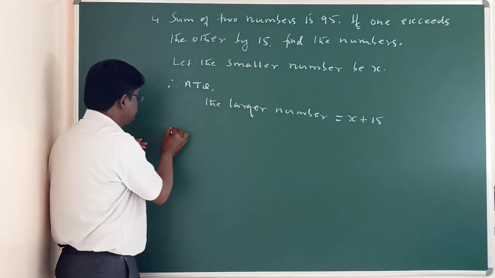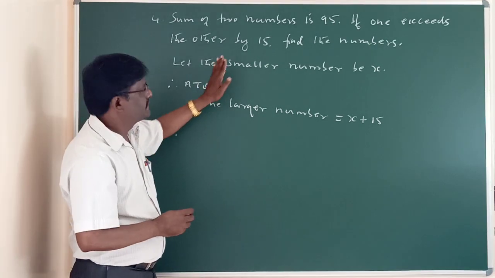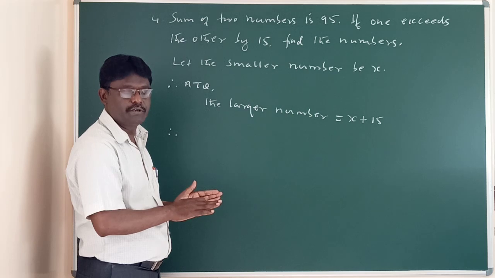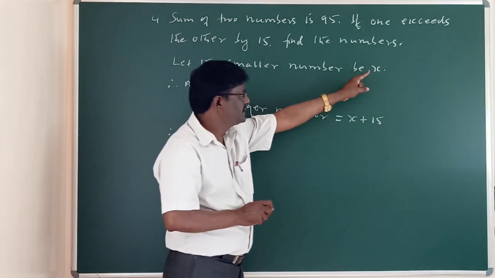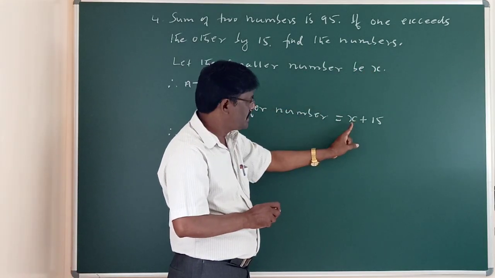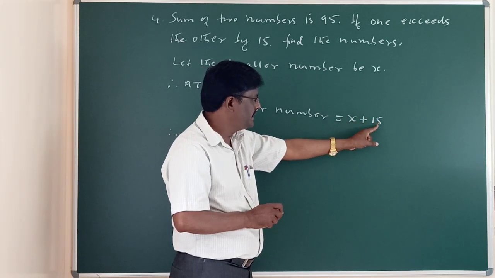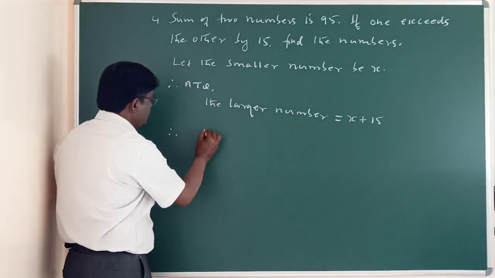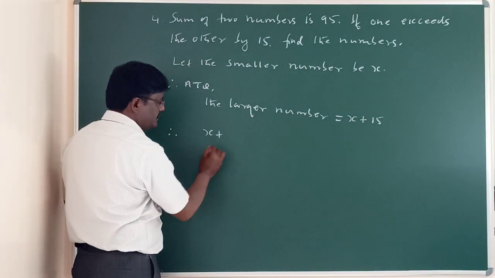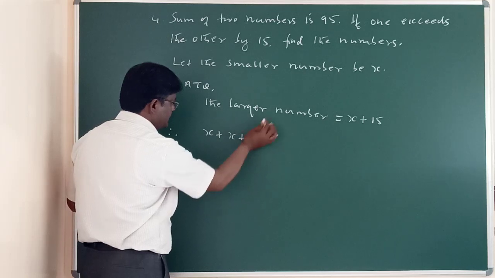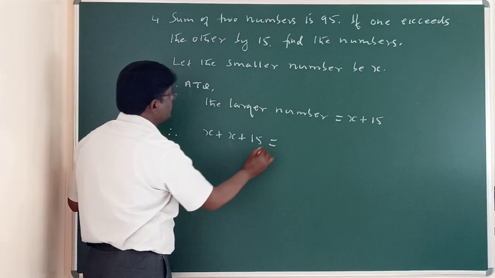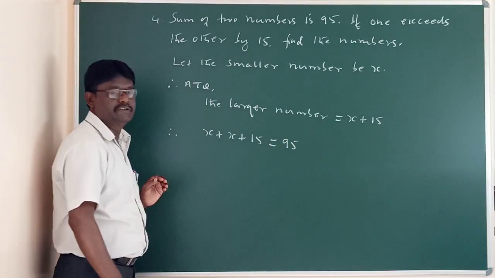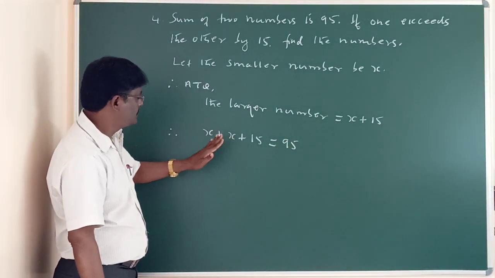Now therefore, what the given condition says: sum of those two numbers. Now we are clear in terms of the unknown, those two numbers. The smaller number is x and the larger exceeds by 15. That's why the larger is x plus 15. Sum of these two, x plus first number, smaller number, x plus 15, second number, the sum is given as how much? 95. That's all, children. This is the required equation.